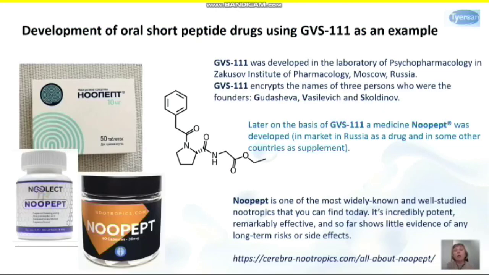But the question is, how can we develop an ultra-short peptide which possesses the same activity as a full-size peptide? I would like to demonstrate one of the possible approaches using GVS111 as an example. GVS111 is the ethyl ester of phenylacetylproline glycine, and it has been developed as a memory enhancer. Now this compound is on the market in Russia and some other countries. But how did we start to develop this compound?